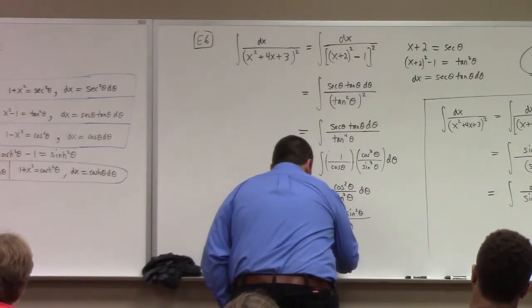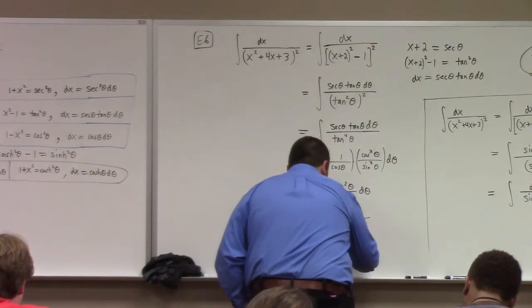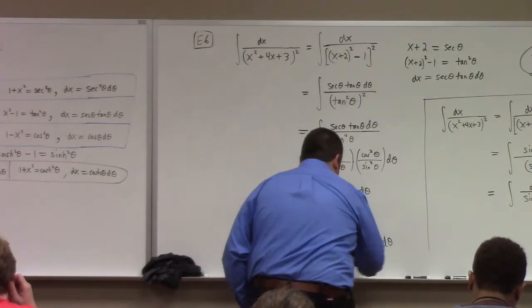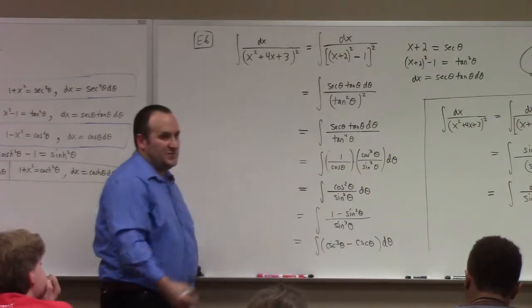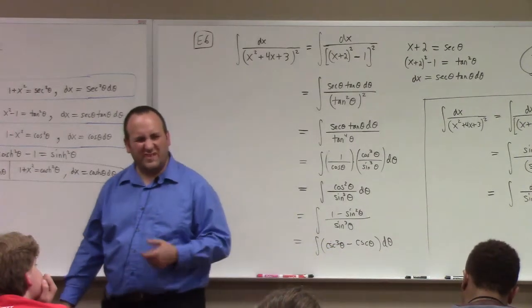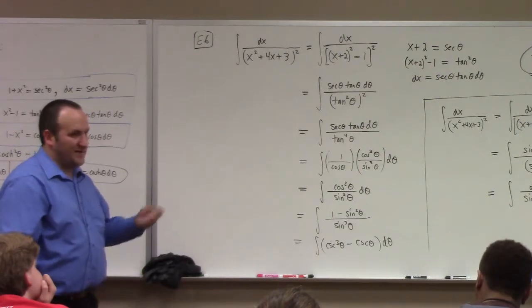So this is still not pleasant, but this actually works out to cosecant cubed theta minus cosecant theta d theta. Both of those you can do by integration by parts. It loops. This cosecant theta integral is something similar to the secant plus tangent integral. So it's unpleasant, but that's a path forward.